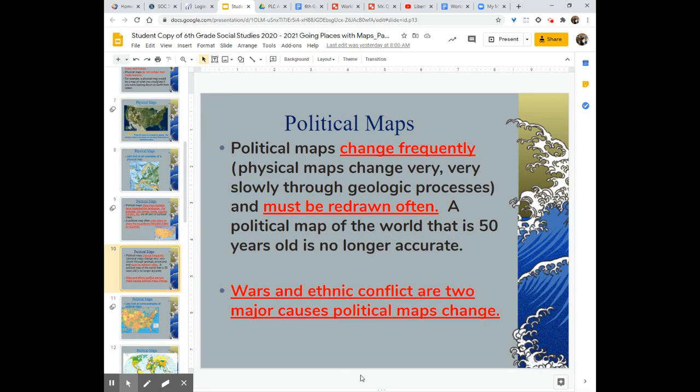The thing about political maps is that they change frequently based on what happens in the world. Most often, it is governmental changes, ethnic conflict, or wars that change what a map looks like. But once they change, we have to redraw them. This is why a map from even 30 years ago would not be accurate anymore, because somewhere like Russia used to be called the USSR. And now, because it's an entirely different country with an entirely different government, we go by Russia.